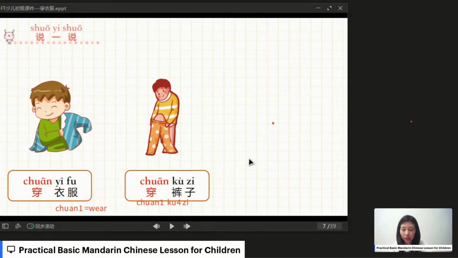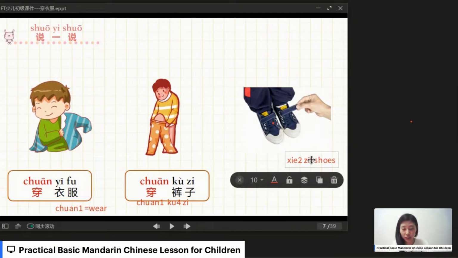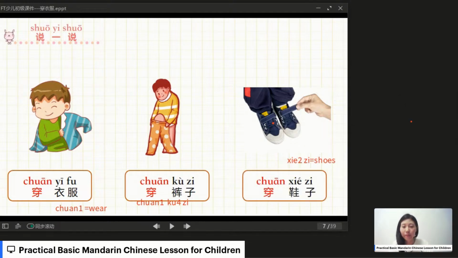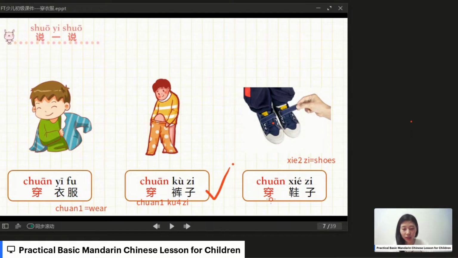So the next word we're going to learn today is shoes, right? Shoes in Chinese, we just learned, 鞋子. So 鞋子 means shoes. So wear shoes, we say 穿鞋子. So we have three phrases. One more time, the first one is 穿衣服. Second, 穿裤子. Last, 穿鞋子.